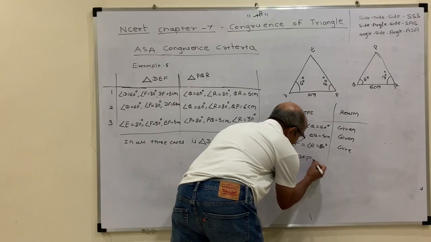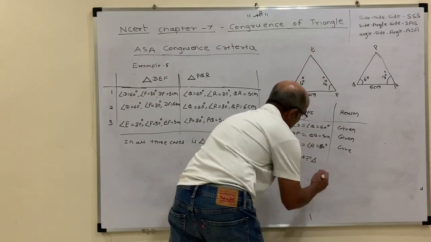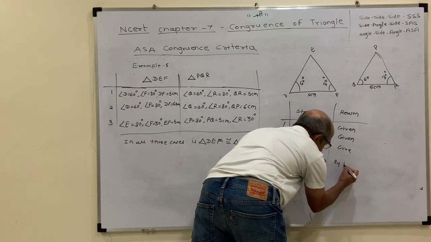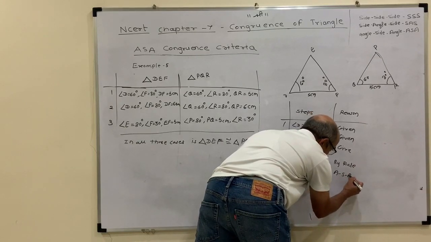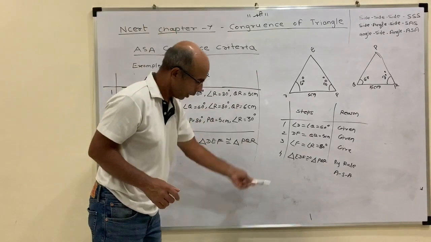Triangle EDF is congruent to triangle PQR by the rule angle side angle. So now you can note it down.